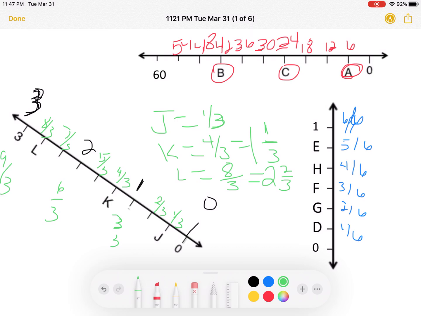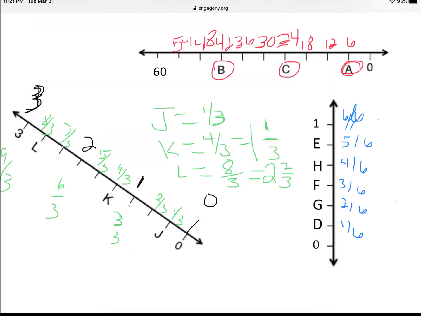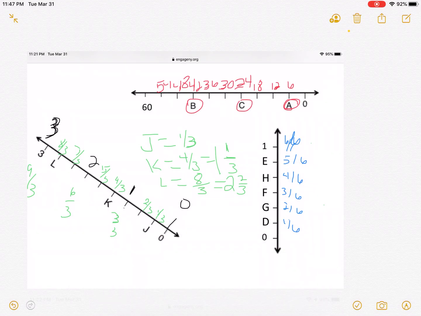I want to go into a little bit of practice plotting. Is that okay? And let's hope that the computer lets me open up an empty page. Please, please, please.